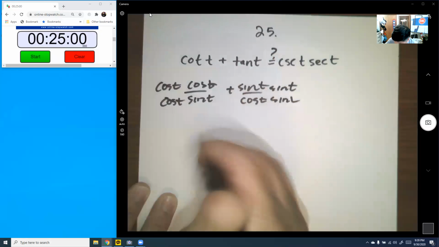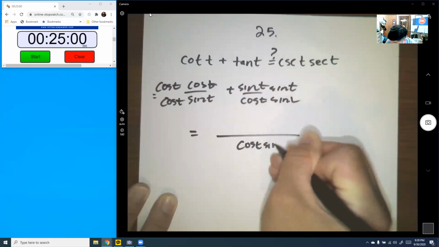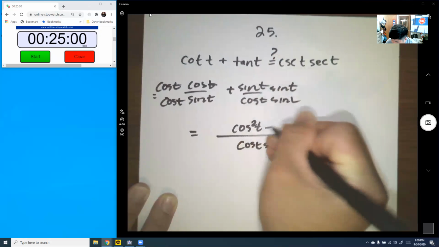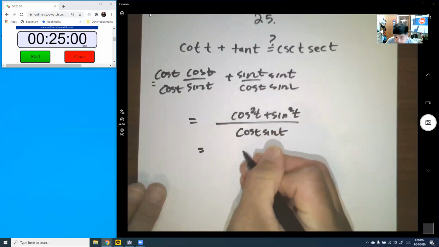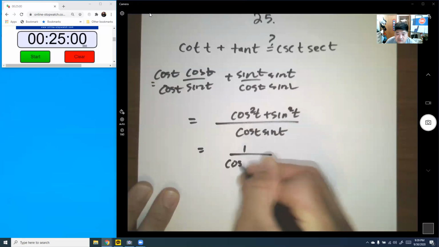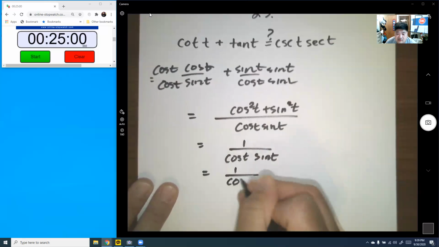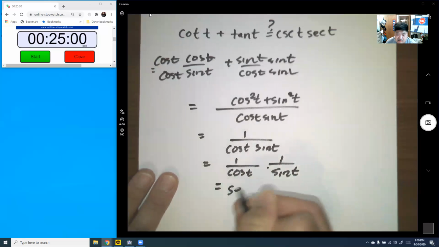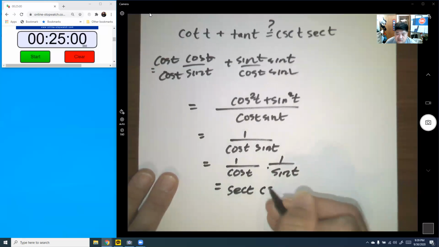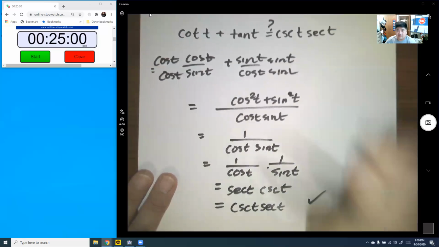So the denominator is now cosine of t sine t, and the numerator is cosine squared t plus sine squared t. And so that is actually a Pythagorean identity of 1. So 1 over cosine of t sine t, and then we have 1 over cosine of t times 1 over sine of t. 1 over cosine of t is secant of t, and 1 over sine of t is cosecant of t, and then I can reverse the order. So I have cosecant t secant t, and that one has been verified.